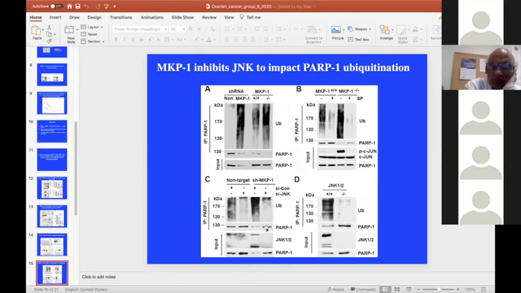So then we took knockout MEF cells from JNK1 knockout mice. We did a similar IP. As you can see, in the minus cells, we detect much less ubiquitinated PARP1 compared to the plus cells. And here shows the input of the minus cells have a high level of PARP1. So now we establish that MKP1 may inhibit JNK to impact PARP1 ubiquitination.